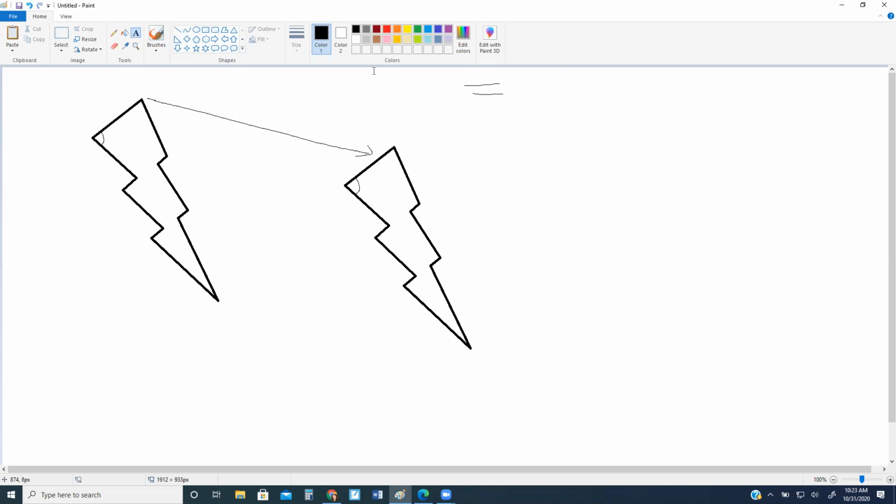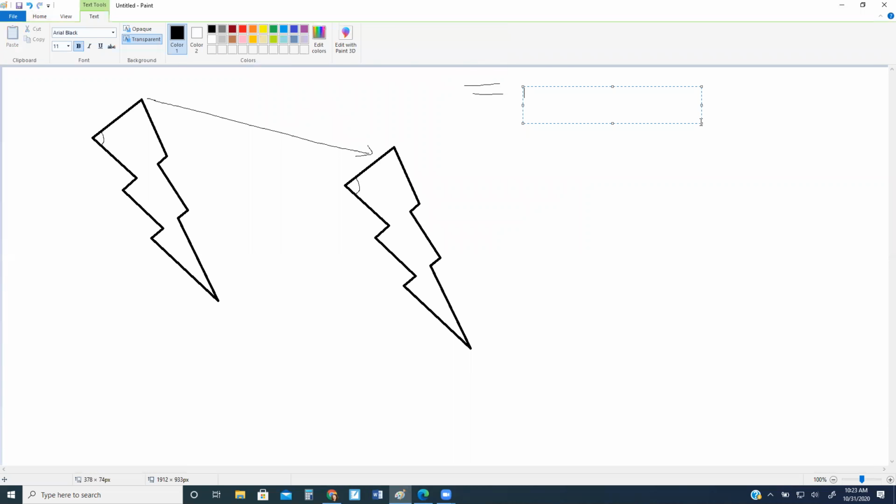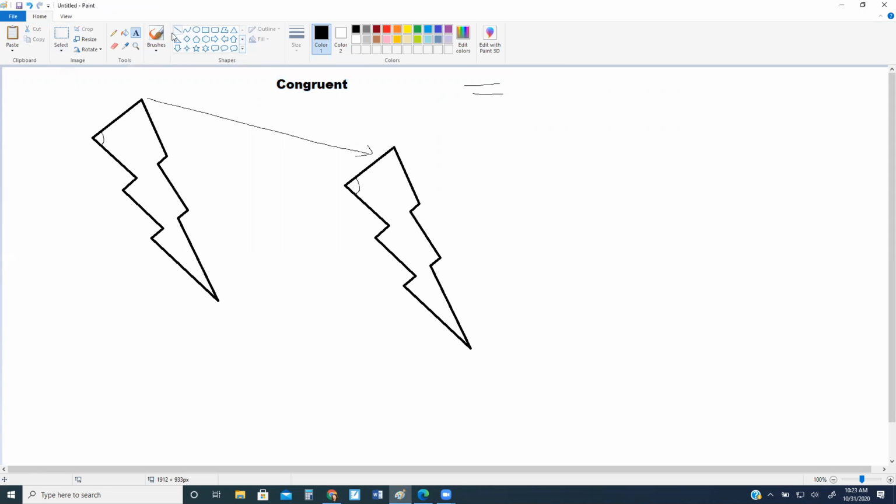I'm going to write this here in a text box. Congruent. Make it a little bit big there, okay? They are congruent. And the symbol for congruence, I'm going to go ahead and draw it with my pen here, is a squiggly line and then an equals underneath, okay? That means that they are geometrically equal. Those two angles are the same.